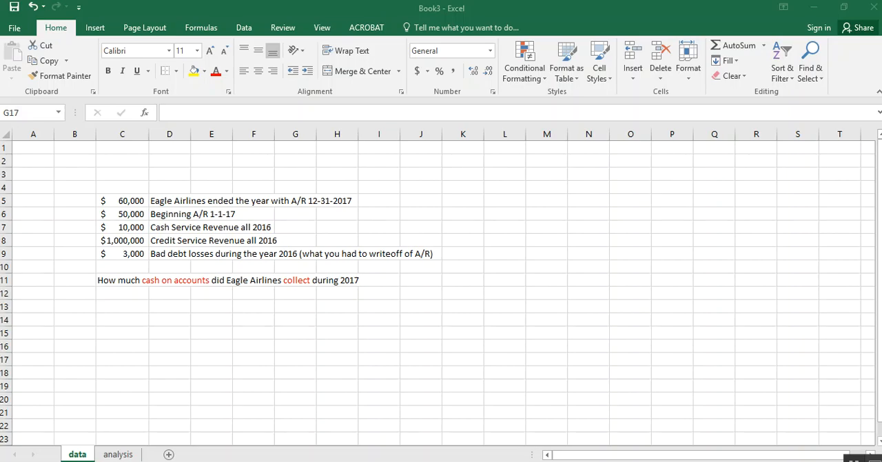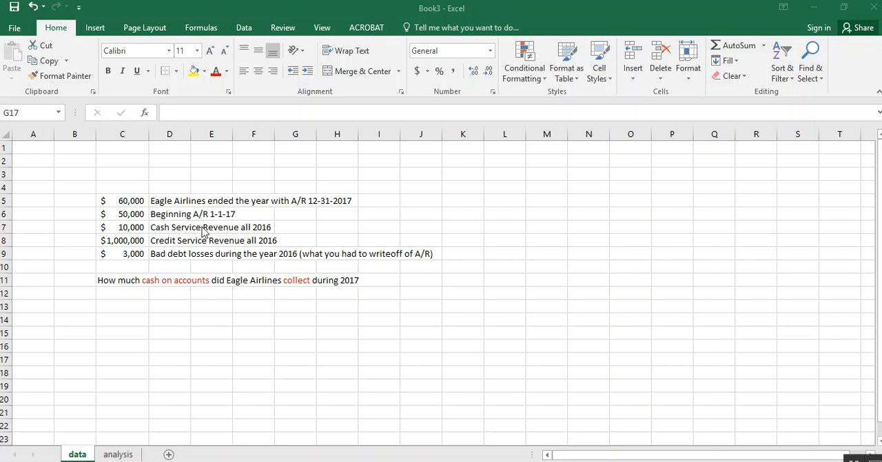Okay? Again, when you work a problem like this, be sure you know if the money's going away from you or coming towards you. Accounts receivable, money's coming towards you. Okay? So let's work it together. We've got reading it in reverse: how much cash on accounts receivable did Eagle Airlines collect during 2017?